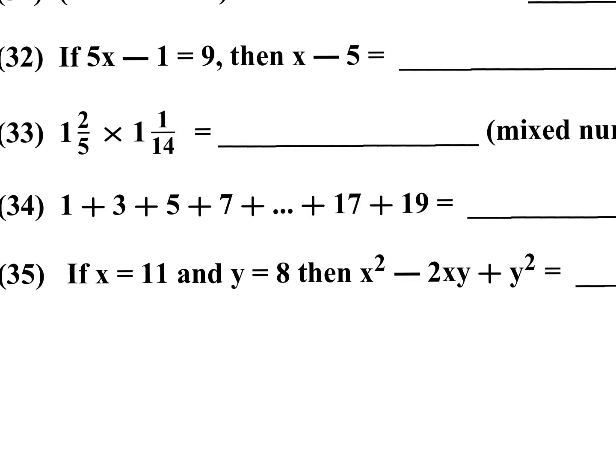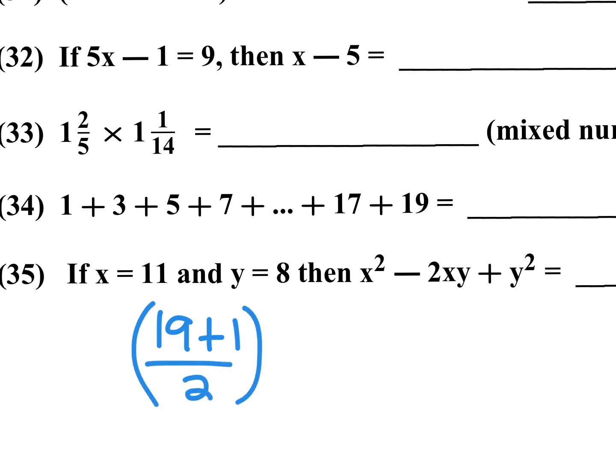As a bonus problem, let's look at number 34, where you're adding the odds 1, 3, 5, 7 up to 19. So for this one, you have 19 plus 1 divided by 2. This gives you the number of terms. This gives you n. And the formula would be n squared. So 20 divided by 2 is 10, and 10 squared is 100.